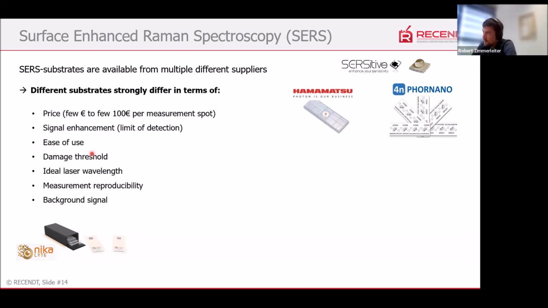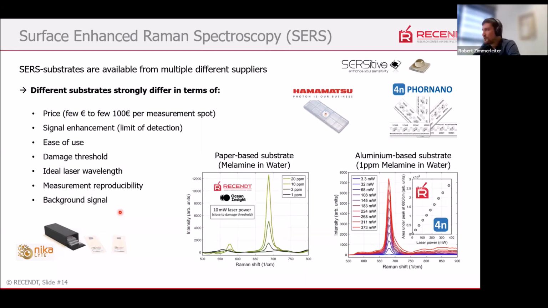The damage threshold is also widely different. There's some substrates that can withstand high laser powers. There's others that you can burn quite easily using low laser powers. Also, the ideal laser wavelength is different for all the substrates. The measurement reproducibility might vary for substrates, and also another point is the background signal. So some substrates, even when they are clean, give you a background signal which might interfere with your SERS measurement that you want to do. And here I want to show you shortly two other measurement examples using two different substrates. Again, the analyte, so the sample we measured, was melamine in water.